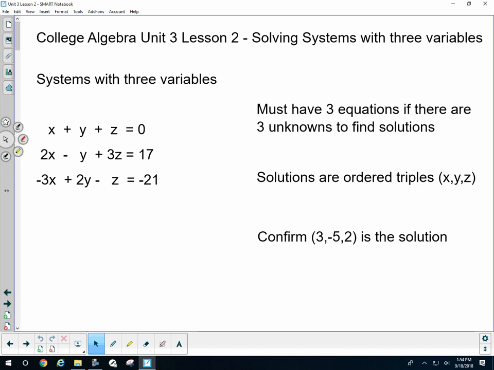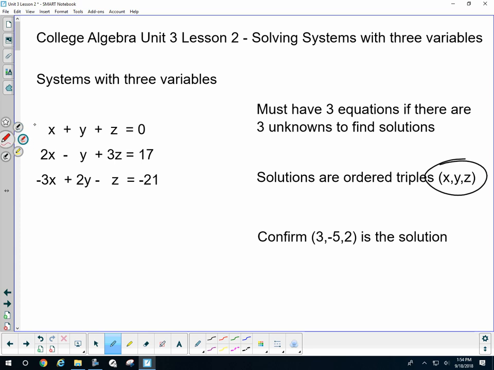Now, you have 3 variables. You need 3 equations. You must have 3 equations with 3 unknowns to find what x and y and z are. Your solutions are going to be ordered triples. You need an x and a y and a z to solve. This is an example of a system with 3 variables.